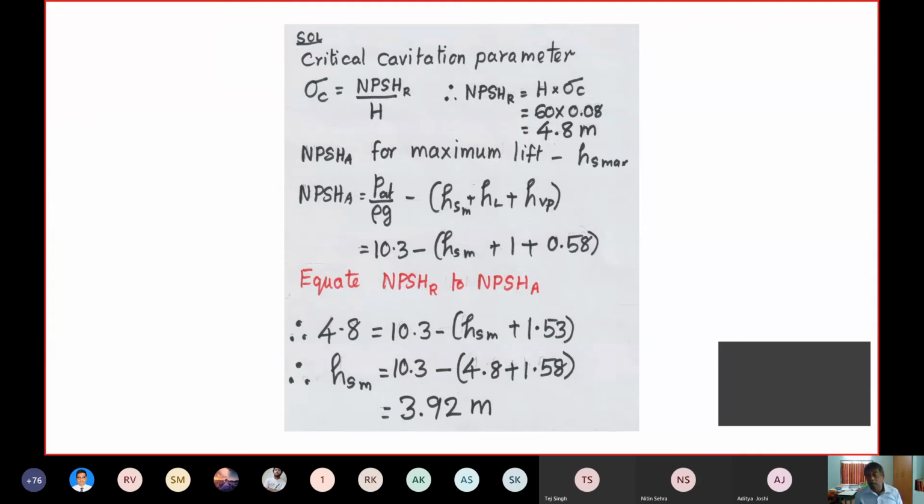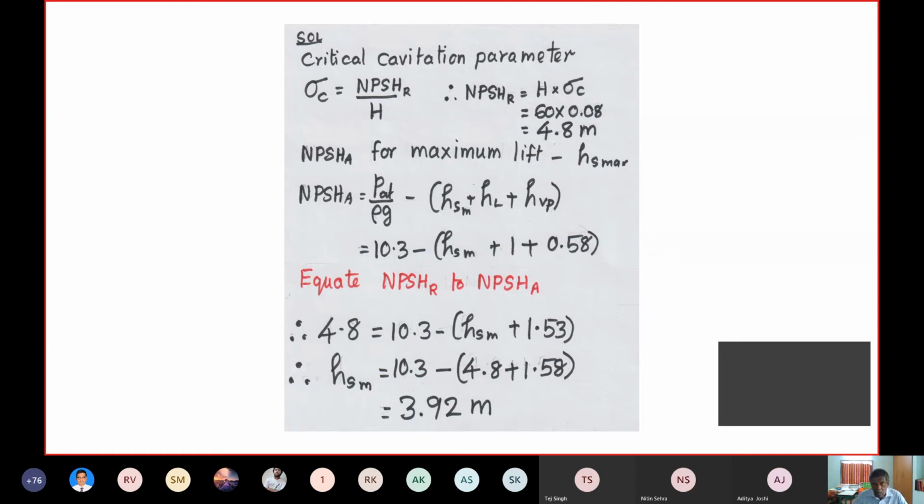So actually what is asked is what maximum value of suction head you can provide. Okay, so that suction head must be the maximum available one. So that is equal to P atmospheric by rho g minus H suction maximum minus HL minus H vapor pressure. So it will be equal to 10.3 minus the sum of all the three. The head loss is 1 meter, and the H vapor pressure is 0.58.